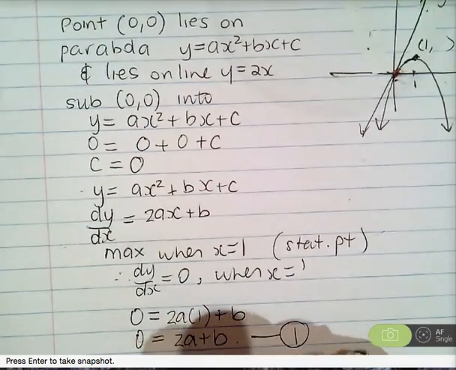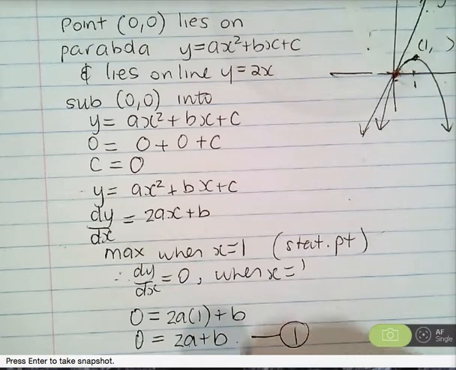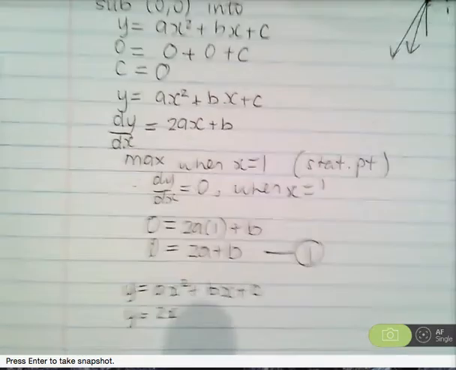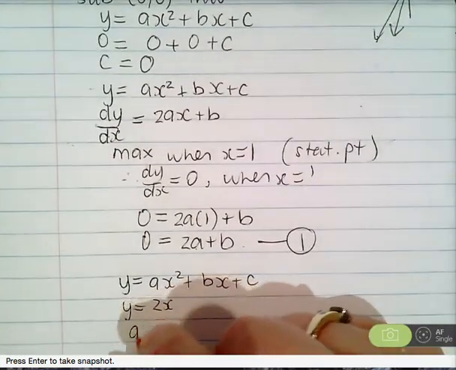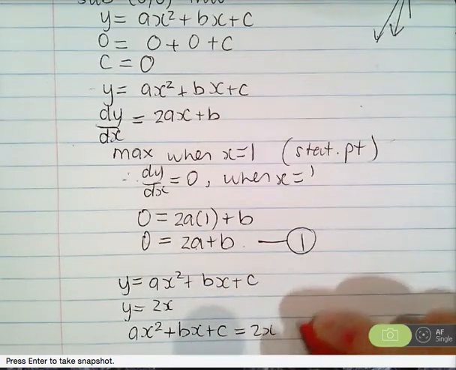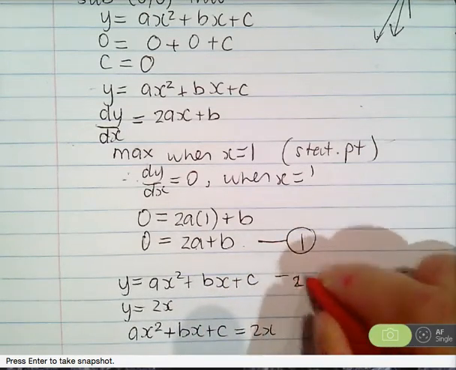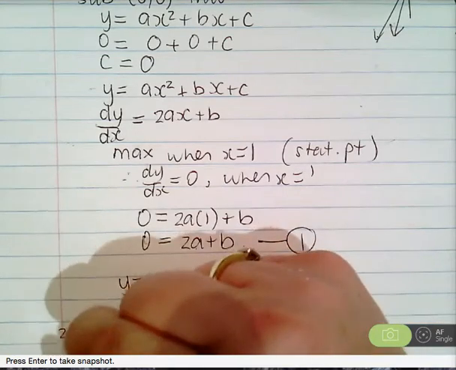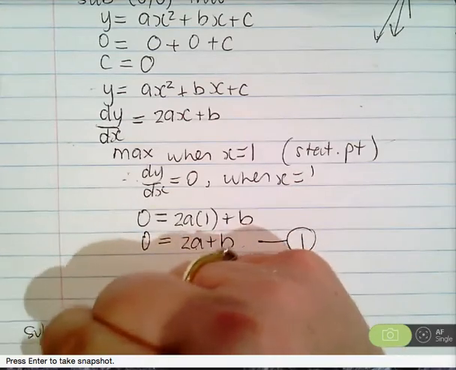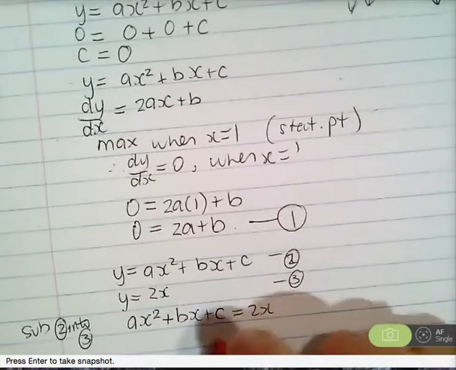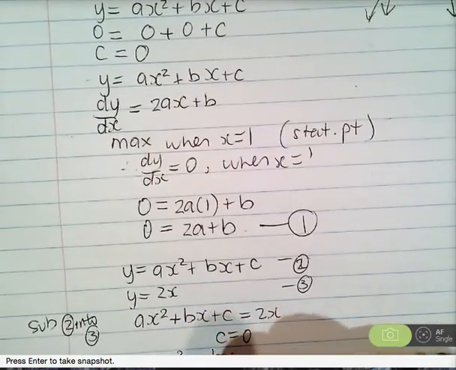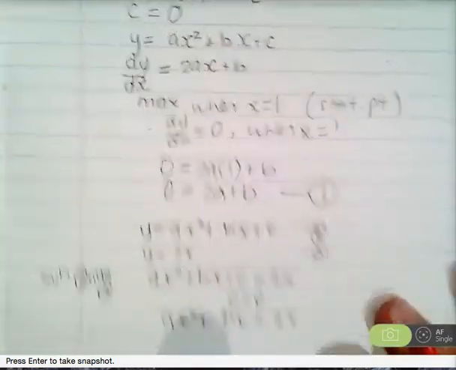So I've got y equals ax squared plus bx plus c, and I've got y equals 2x. Now, if I want to find the point of intersection, I put those two equal to each other and I get ax squared plus bx plus c equals 2x. I'll call this equation 2, and this equation 3, and I'll just put 2 into 3. And I get that. Now I know that c equals 0.